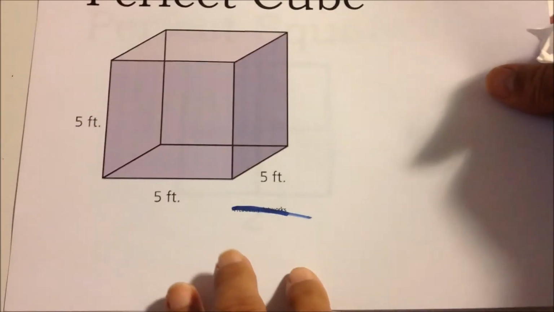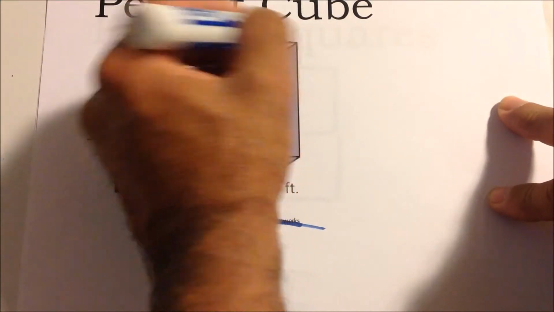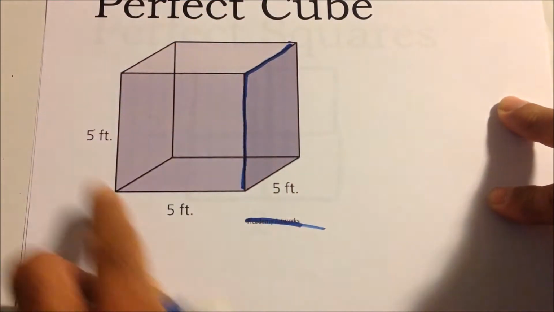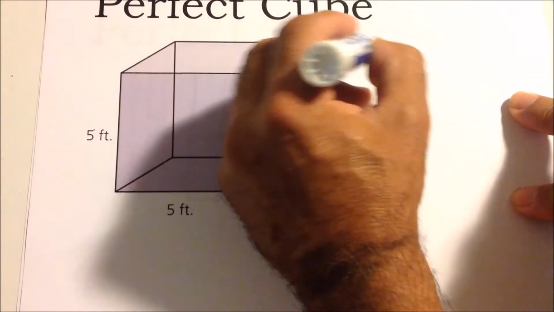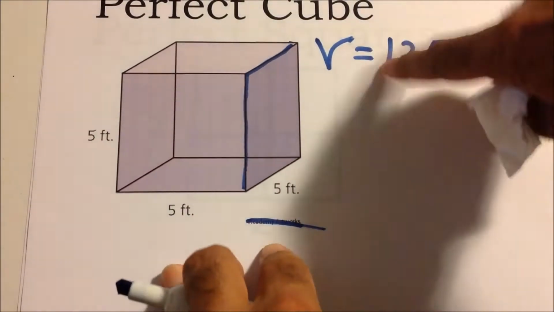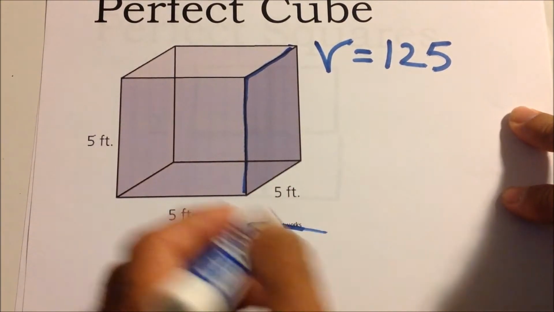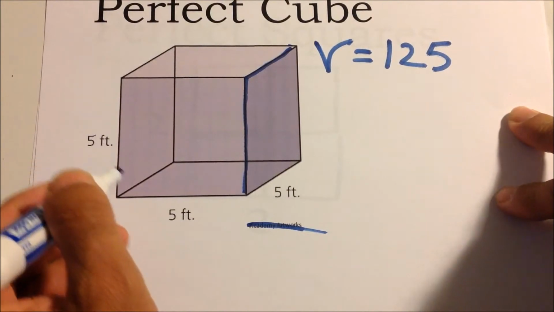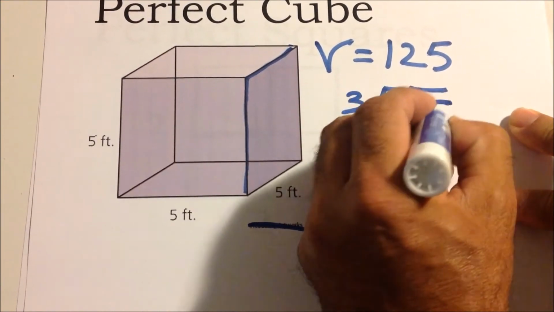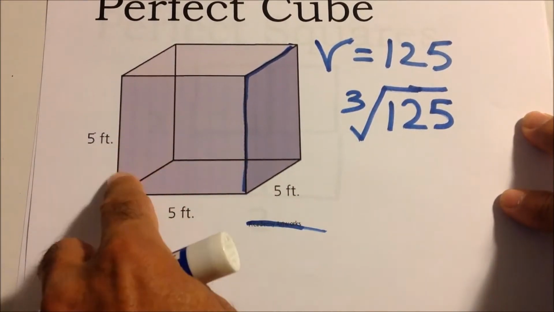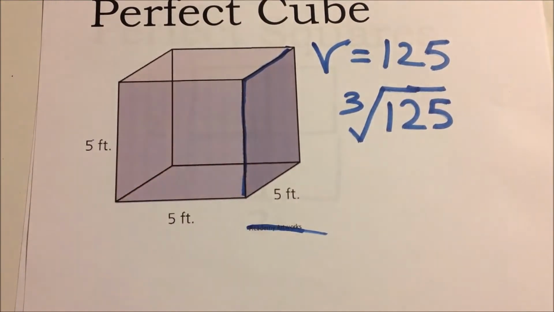Let's say here's our cube, and it's 5 feet on each side. Remember, cubes have squares as their faces. So here we have a perfect cube, 5 on each side, and we know that the volume of this cube is 125. Volume and cube roots are related, because the volume formula is length times width times height, which is 125. So the cube root of 125 is 5. 5 times 5 times 5 is 125. So remember how volume and cube roots are related. Here we have our perfect cube.